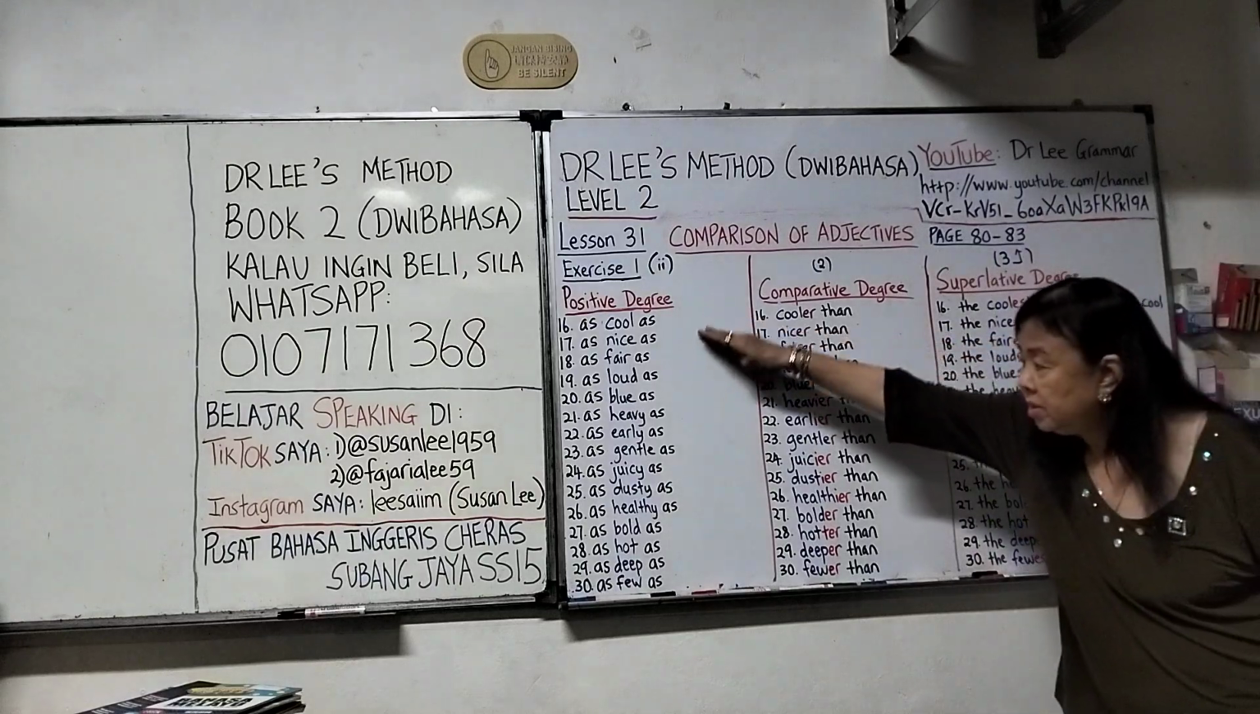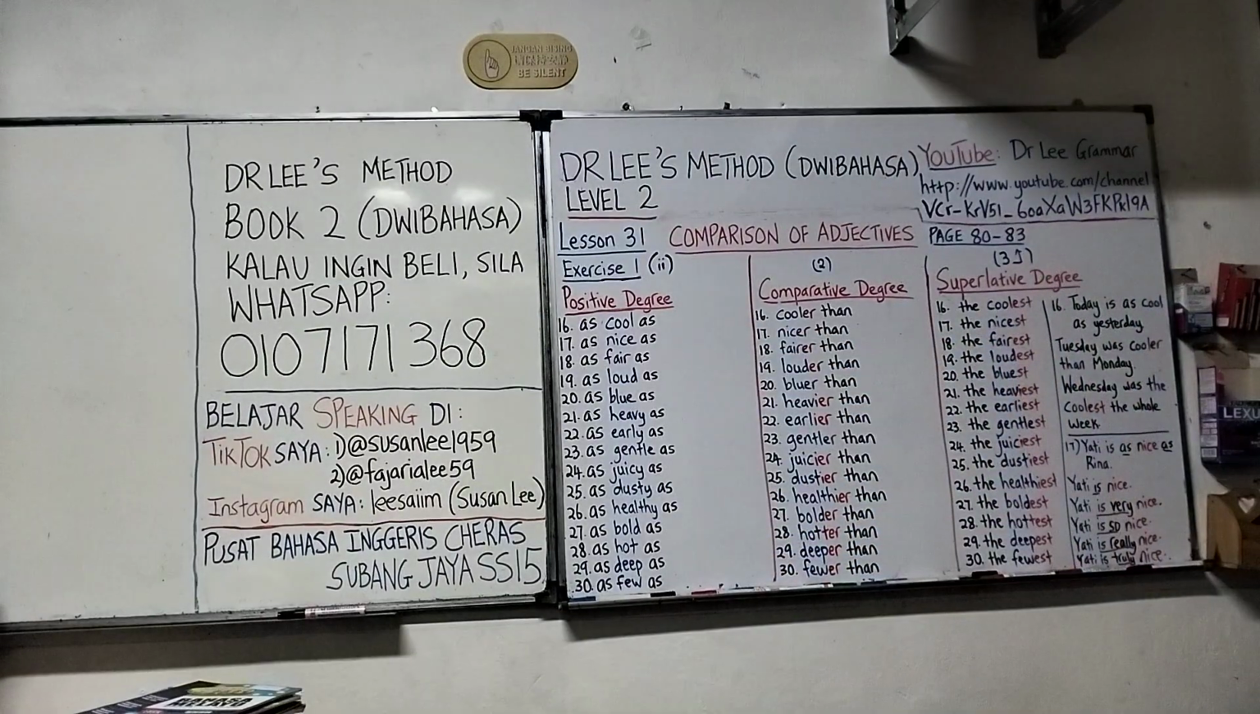When do we use this whole row of positive degree adjectives? This is the example: Yati is as nice as Rina. So you use the original adjective. Yati is nice, no comparison. As... as, so you choose the original adjective. Or Yati is very nice.